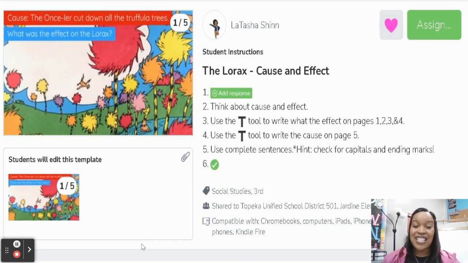All right, friends. So in today's assignment, you are going to think about cause and effect and how that relates to the story, The Lorax. Okay, so for an example, cause would be the Onceler cut down all the truffula trees. Think about what effect did that have on the Lorax. Okay, you're going to fill out each page of this assignment. You have 5 pages to do today.